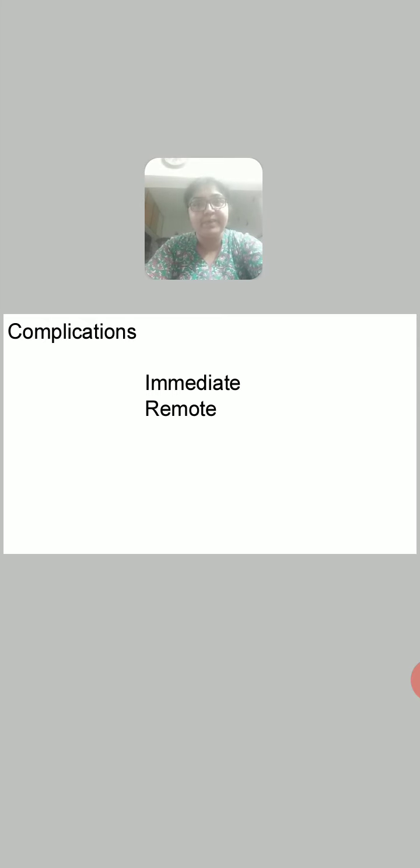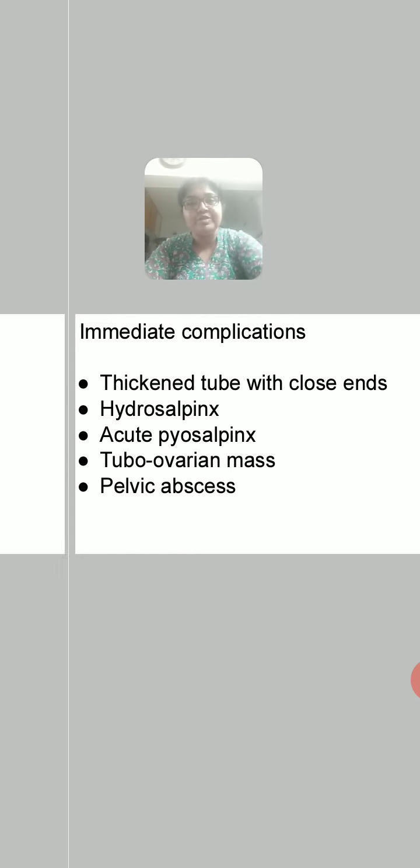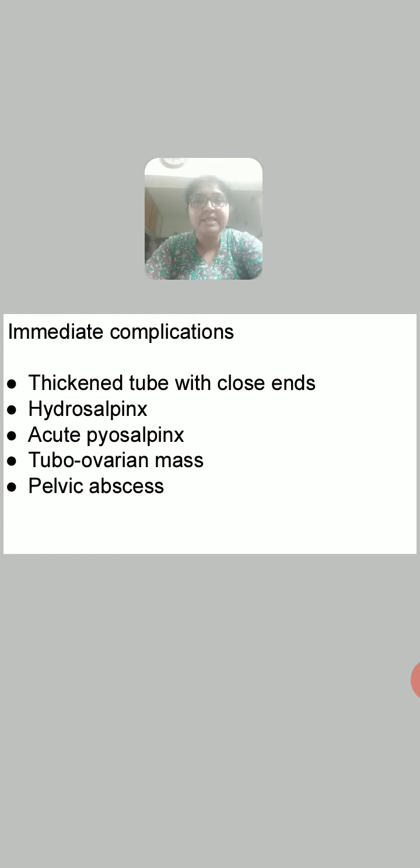Now we come to the complications. Complications can be immediate or remote. So let's first discuss the immediate complications. These are thickened tube with closed ends, hydrosalpinx, that is collection of fluid in the fallopian tube, acute pyosalpinx. Pyosalpinx is collection or formation of pus in the fallopian tube, tubo-ovarian mass, and pelvic abscess. These are the immediate complications.